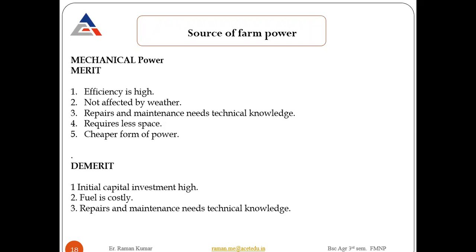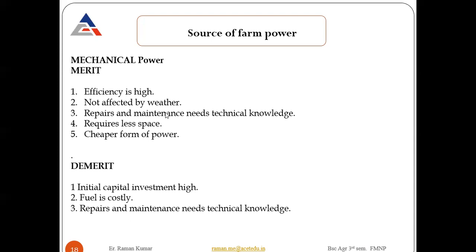So what are the merits and demerits of mechanical power? Look here, if I talk about tractor power: number one, its efficiency is very high, as compared to human work or bullock work. And it is not affected by weather.